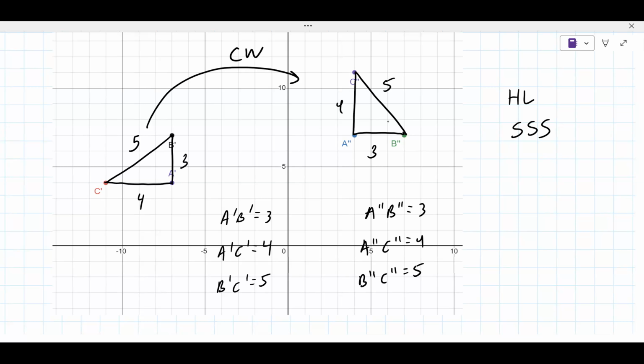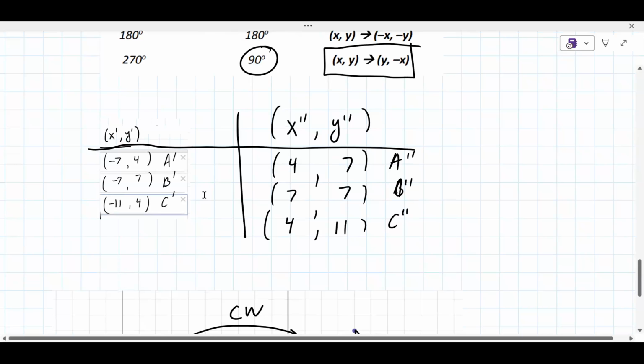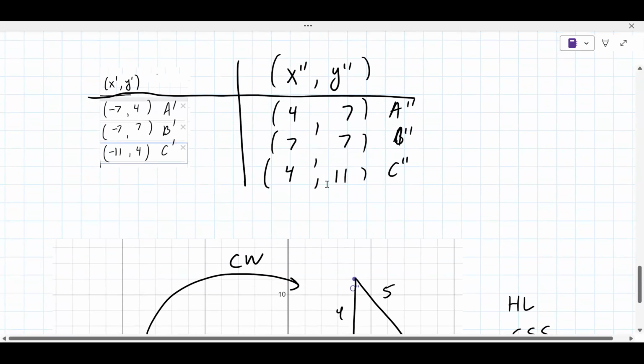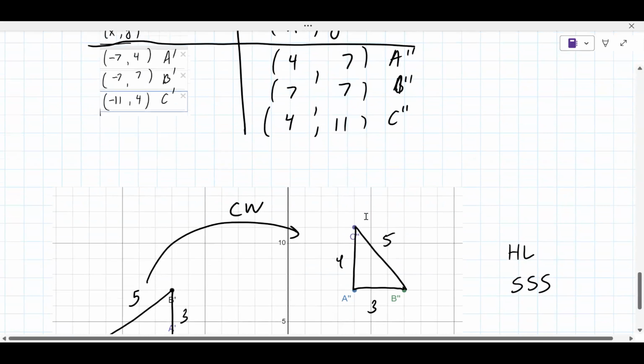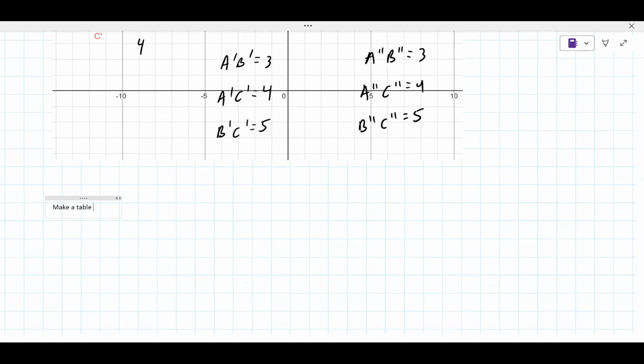Should I just explain that after rotating A prime, B prime, C prime to get A double prime, B double prime, C double prime, it would be congruent because all the side lengths are the same? Yeah, I think you have to add some of those sentences. You have to make a table for the new triangle with the indicated rotation.